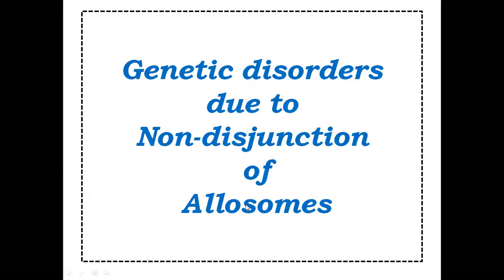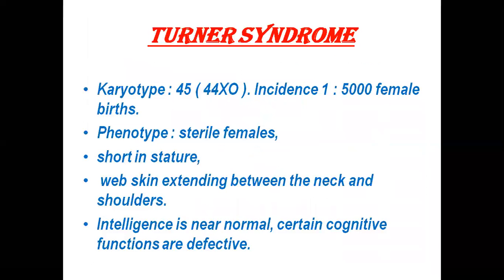Let us talk about the genetic disorders due to non-disjunction of allosomes. We all know allosomes are the sex chromosomes associated with sex determination. The allosomes include the X and Y chromosomes in the case of humans. So the first and foremost disorder due to non-disjunction that is seen in humans is called Turner syndrome.